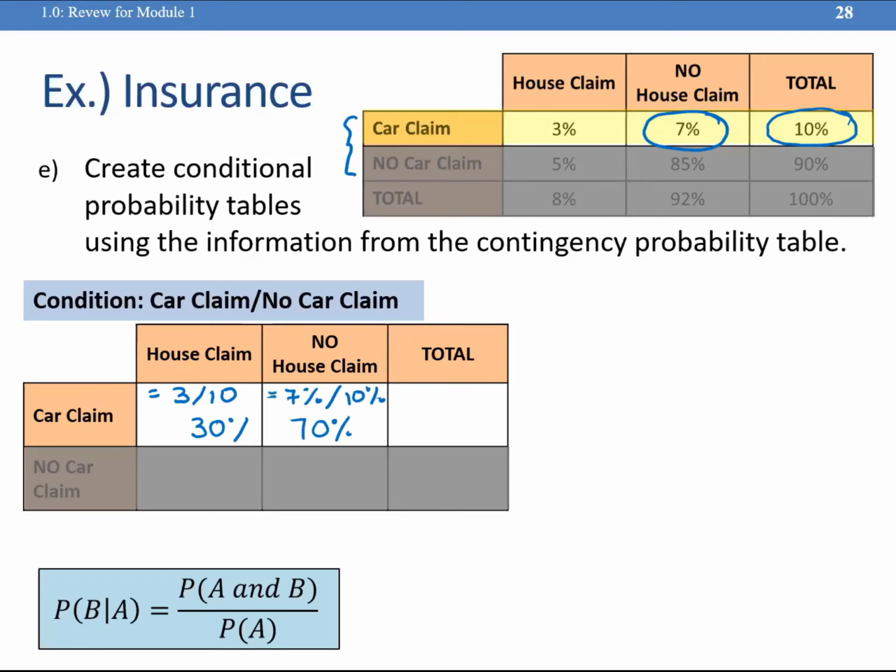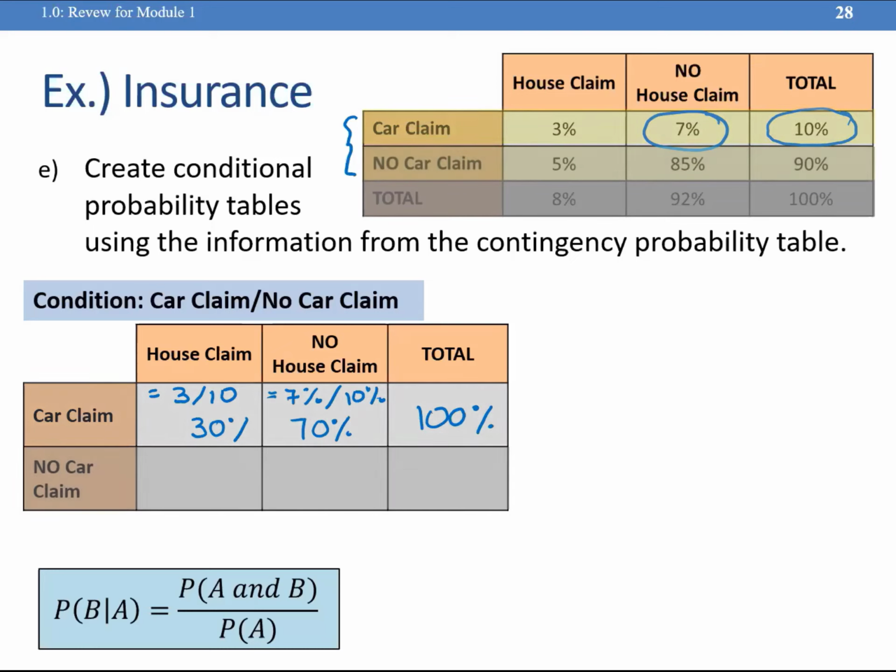And it should total up to 100% of the possibilities, because the condition is a car claim, meaning if a car claim has definitely happened, if it's 100% likely, what is the probability of a house claim? What is the probability of no house claim? Should always total up to, the condition row should total up to 100%.